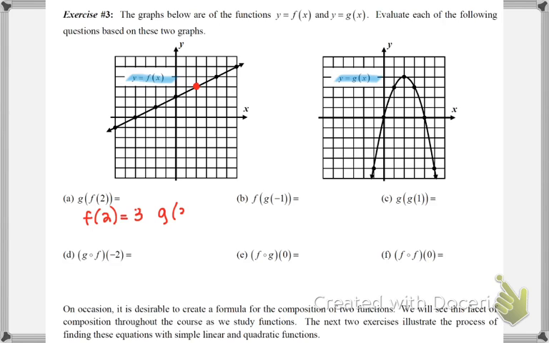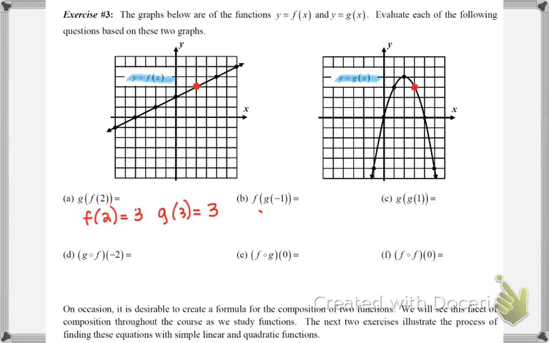Now we do g of 3. So let's go to my function g graph. And when x is equal to 3, 1, 2, 3, that's my point there. My output is also going to be 3. So g of 3 is equal to 3.